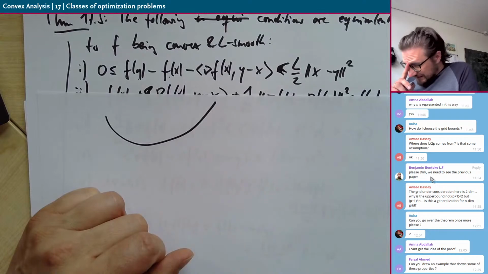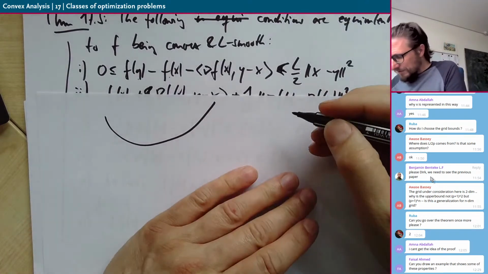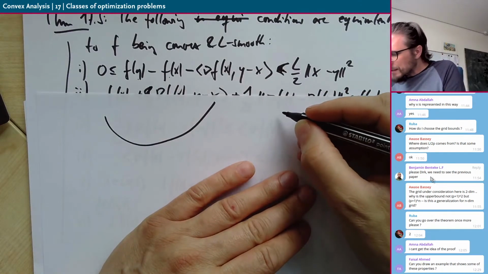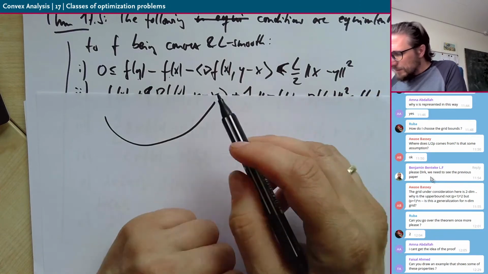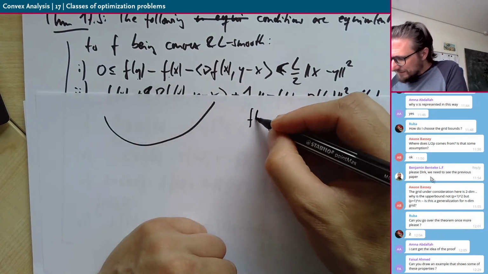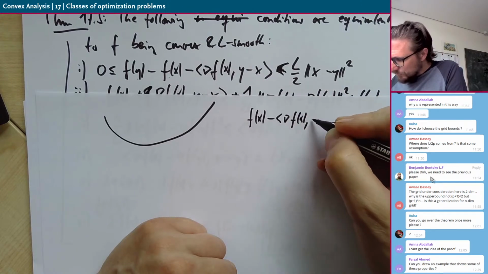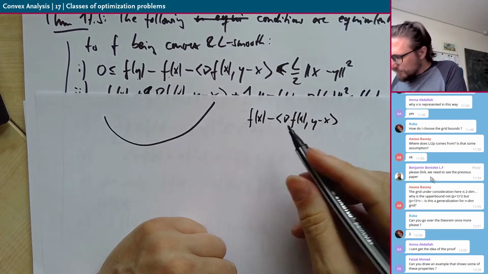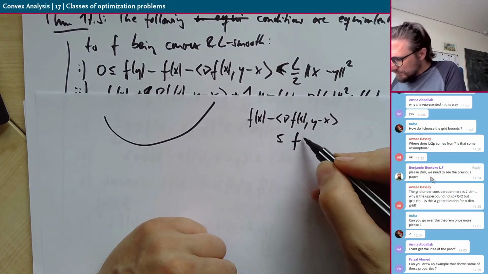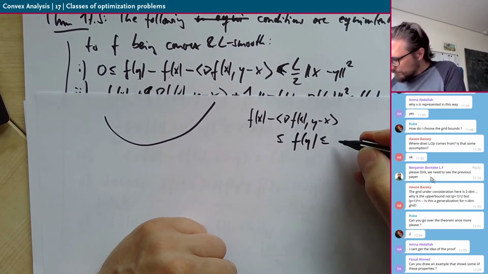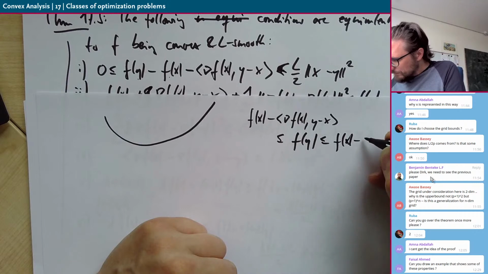Convex functions, I always picture them like that, even though they may have a kink. But no, they are L-smooth, so they can't have kinks anymore. So what this says is, probably I write it differently. I add f of x plus gradient f of x, y minus x to everything, so then they get this one.